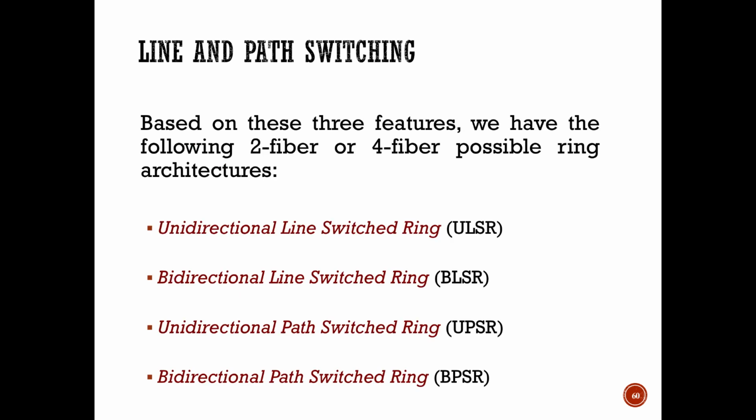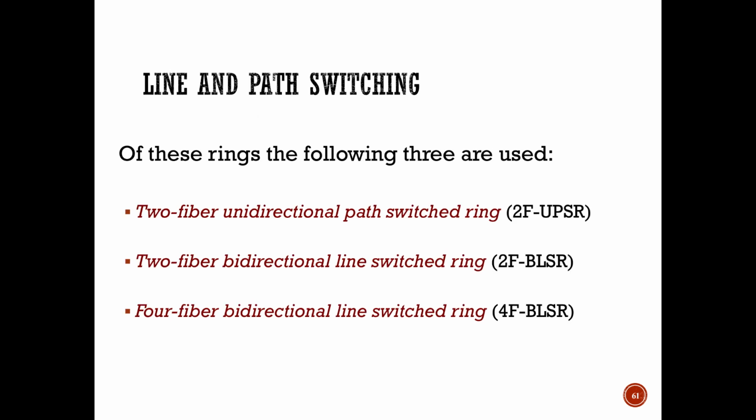Based on these 3 features, we have the following 2-fiber or 4-fiber possible ring architectures. Unidirectional line switched ring, ULSR. Bidirectional line switched ring, BLSR. Unidirectional path switched ring, UPSR. Bidirectional path switched ring, BPSR. Of these rings, the following 3 are used. 2-fiber unidirectional path switched ring, 2FUPSR. 2-fiber bidirectional line switched ring, 2FBLSR. 4-fiber bidirectional line switched ring, 4FBLSR.